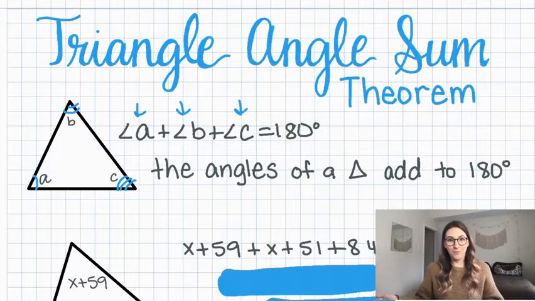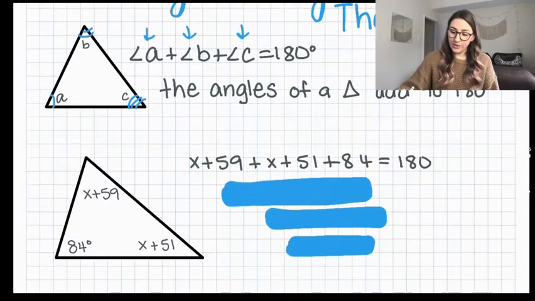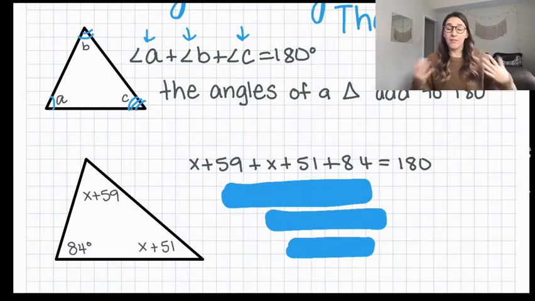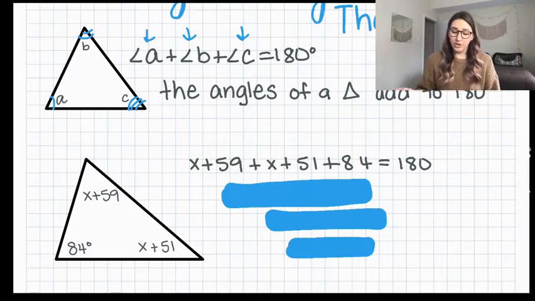It's that simple. So let's see how we can apply the triangle angle sum theorem to some different examples where we have to solve for a missing angle or an unknown variable. In this first example right here, we have a basic triangle. It doesn't matter what kind of triangle it is, and we have the three angles labeled. So we have 84 degrees, x plus 59, and x plus 51.